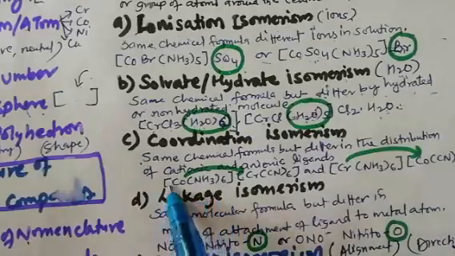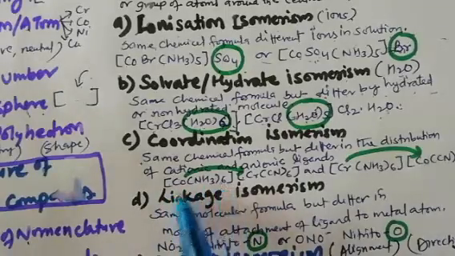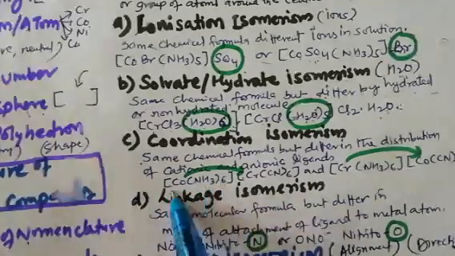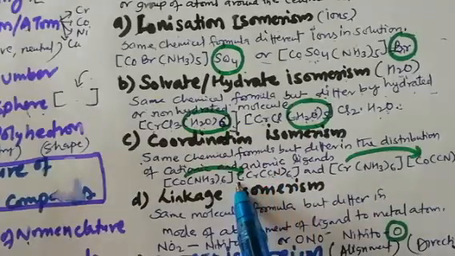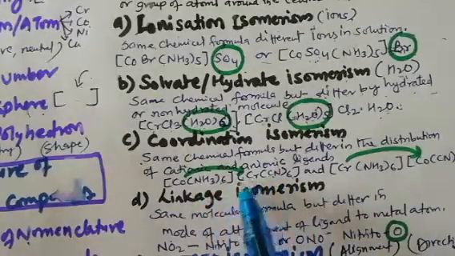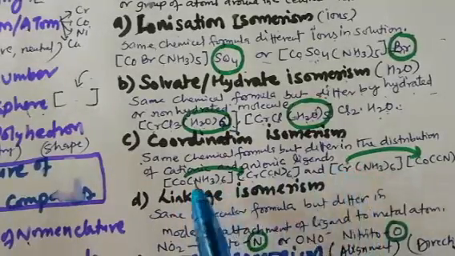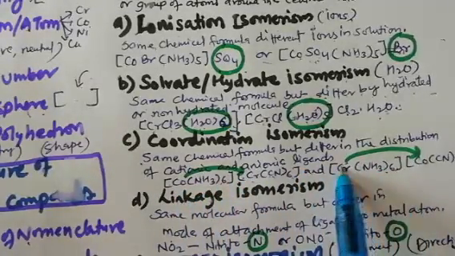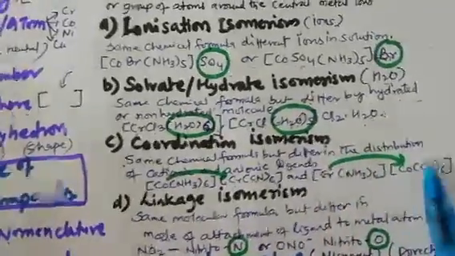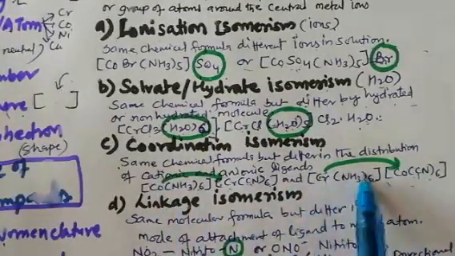For example, 1 cobalt, 6 amine is there with cobalt. At this time 6 amine is with cobalt, and at this position 6 cyano is with chromium. But its isomer is what now? Now cobalt took chromium's place and chromium took cobalt's place. It means that now 6 amine is with chromium, whereas 6 cyano is with cobalt. Okay, so the position of the cation is changed with the anion. That kind of isomerism is called coordination isomerism.